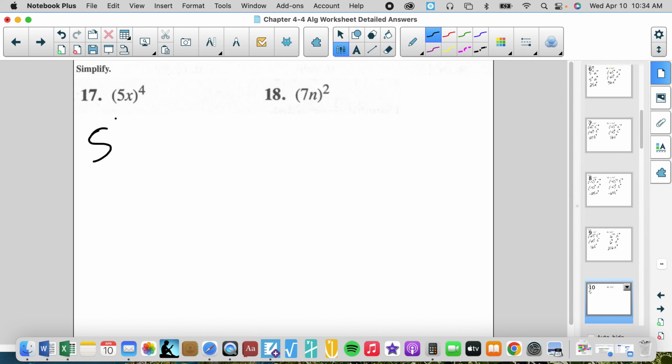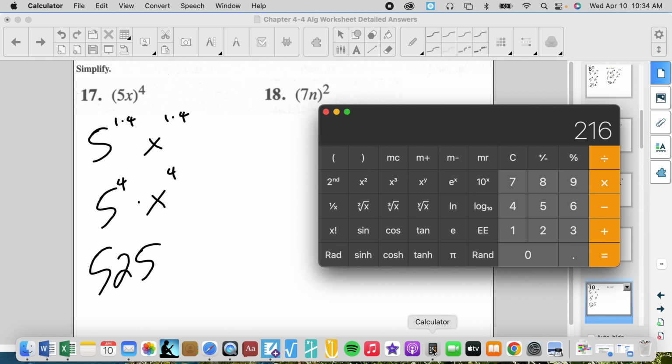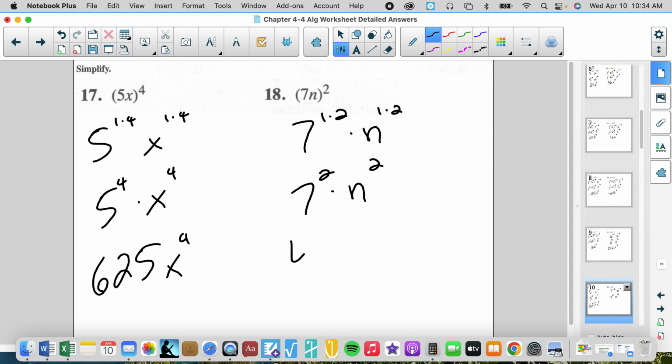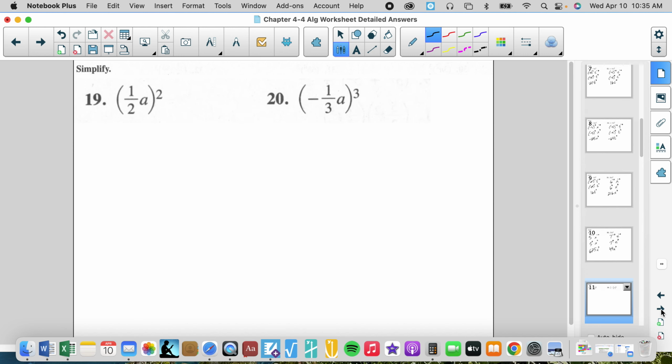We have 5 to the 1 times 4, x to the 1 times 4, 5 to the fourth, x to the fourth, 5 to the fourth is 625. X to the fourth, 7 to the 1 times 2, n to the 1 times 2, 7 squared, n squared, 49 n squared.